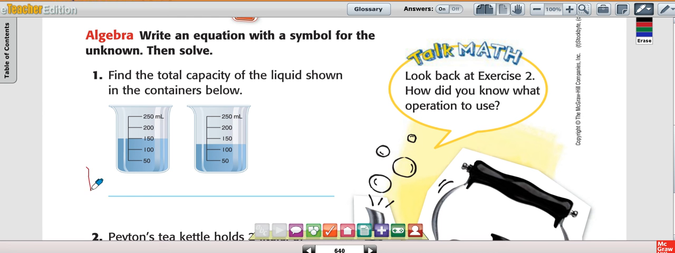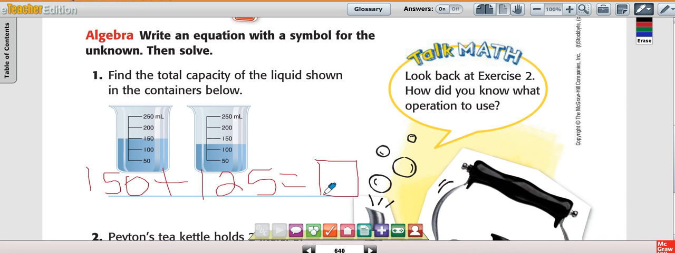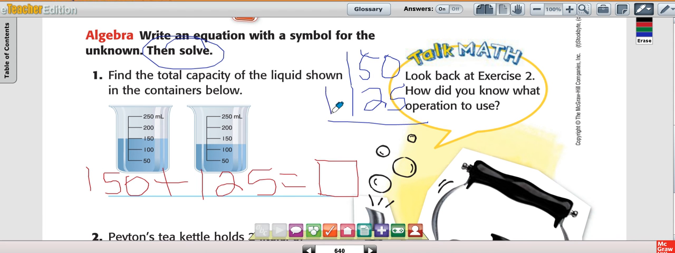So I have 150 plus, what's between 50 and 100? Halfway? 125. 125 plus 125 equals, and then it says write an equation with a symbol. I'll just put a square right here. I don't know that. And then it tells me to solve it. Well, let's solve it. So 150 plus 125. 0 plus 5 is 5.